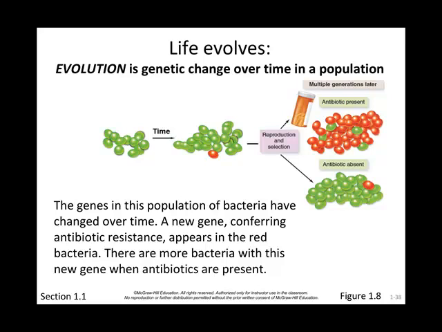Notice the bacteria shown here. The red color represents a bacterial cell that has undergone a mutation or a change in its DNA composition. This random mutation has given this red bacteria a new function, the ability to confer antibiotic resistance.